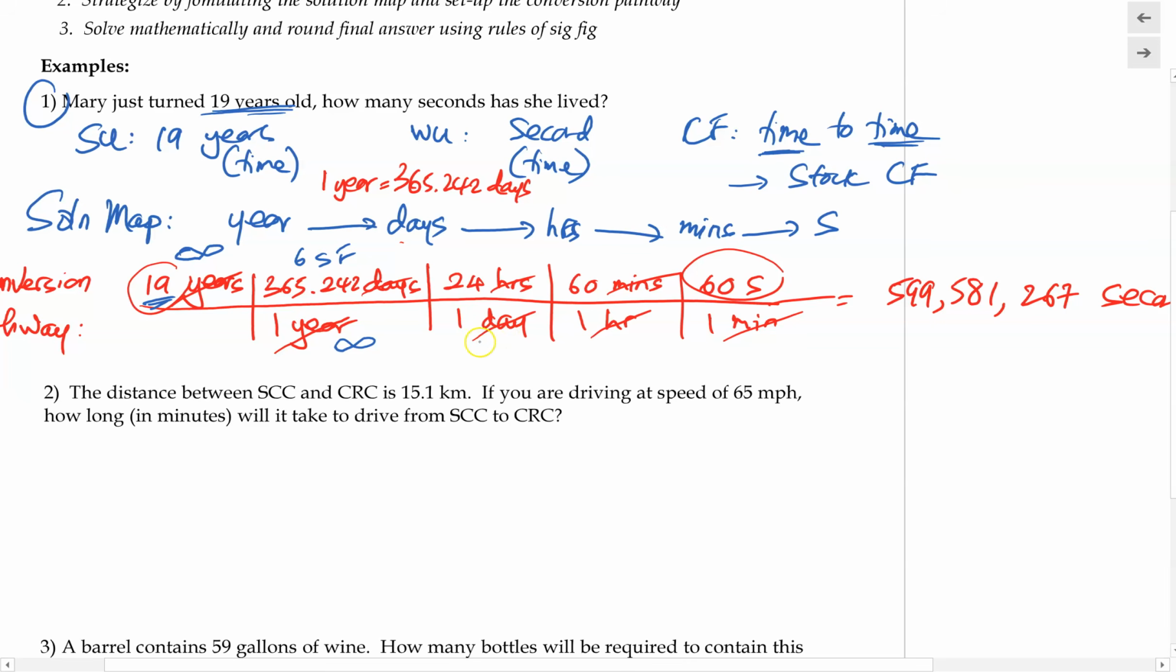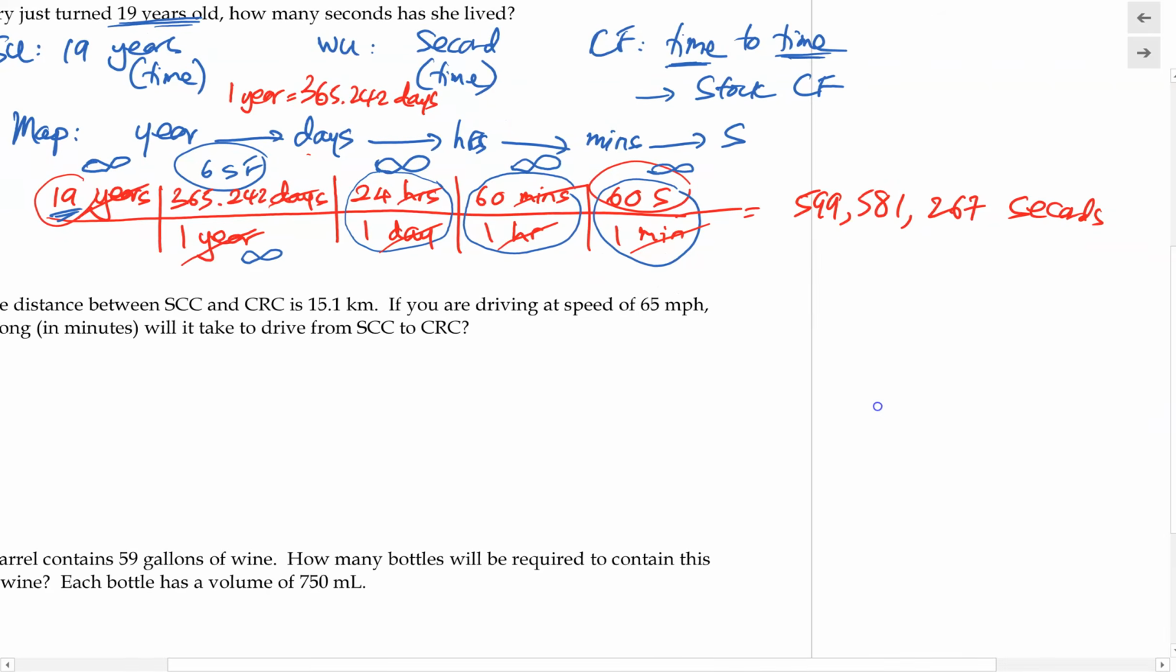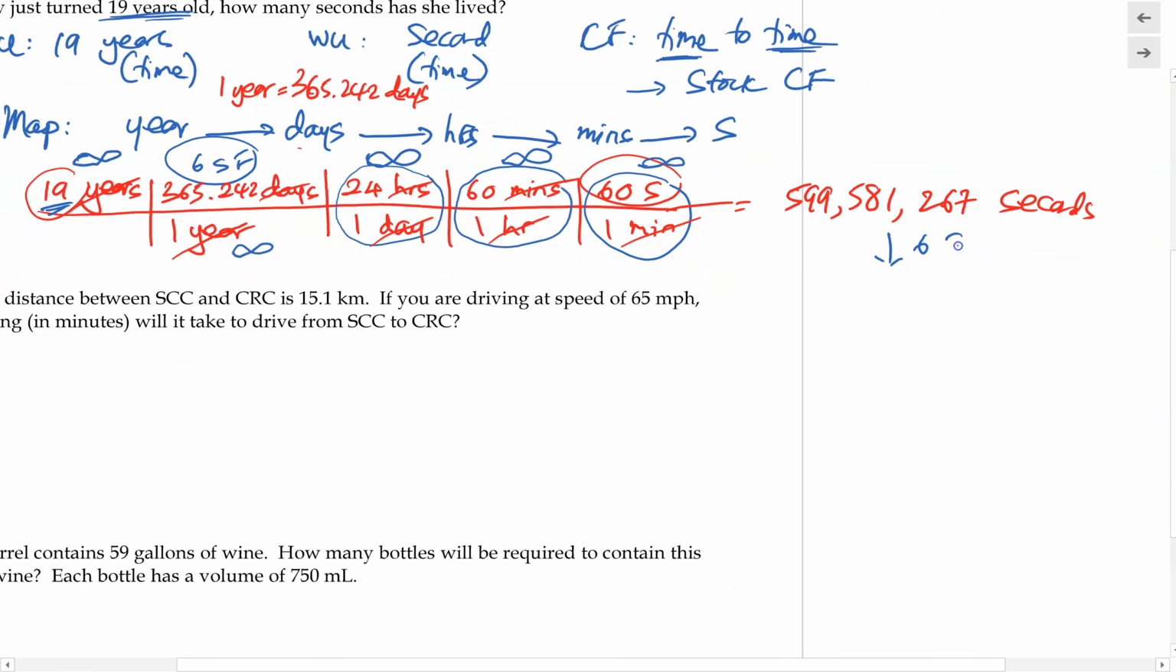Okay, and next one, 24 hours in 1 day. This conversion factor comes from definition, right? So it also has an infinite amount of significant figures, since it is an exact value. And 60 minutes in 1 hour is also an exact value. An exact value has an infinite amount of significant figures. And lastly, same thing with 60 seconds in 1 minute. So the value with the fewest significant figures would be 6. And therefore now we need to round our answer to 6 significant figures.